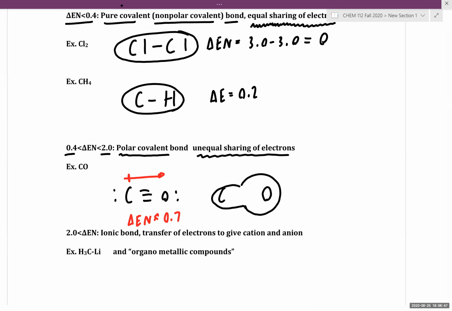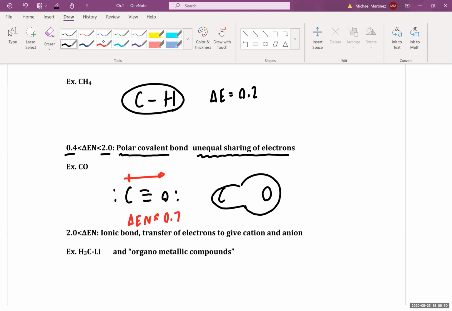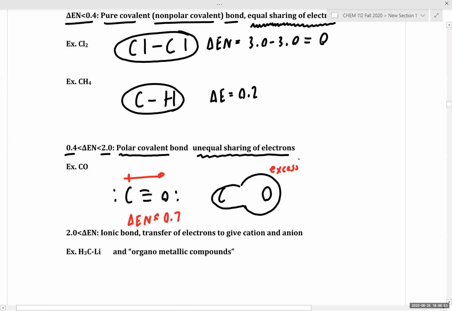As a result, because oxygen has built up excess electron density, because it has more of the bond's electron density than carbon, it builds up a partial negative charge. We have an excess amount of electron density on oxygen, and we denote this with a delta minus symbol. Likewise, carbon is relatively electron deficient. So as a result, we denote it with a delta plus symbol.